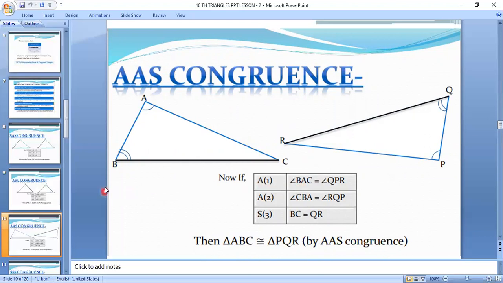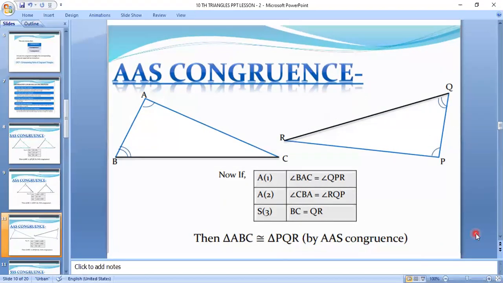So angle BAC is equal to angle QPR. Then angle CBA is equal to angle PQR. Then BC is equal to QR. Here two angles and one side. Two angles and one side of one triangle are equal to the two angles and the corresponding side of the other triangle, then the two triangles are congruent by the AAS congruence rule.